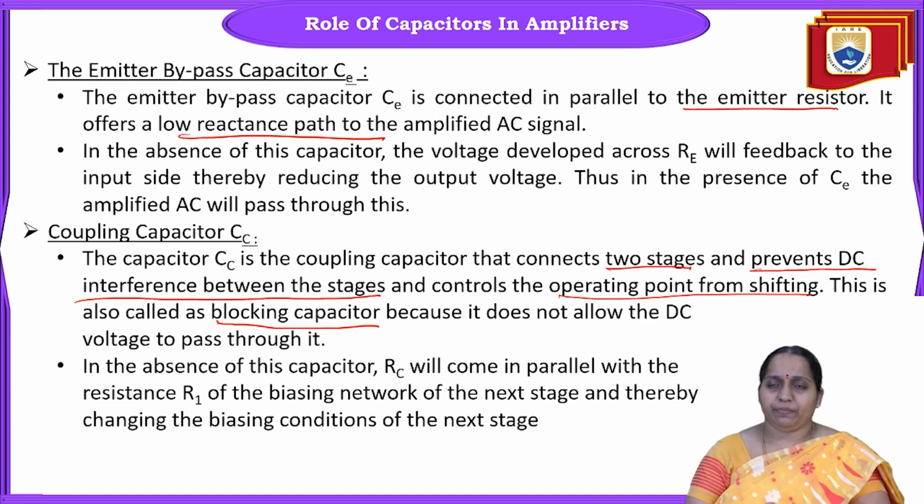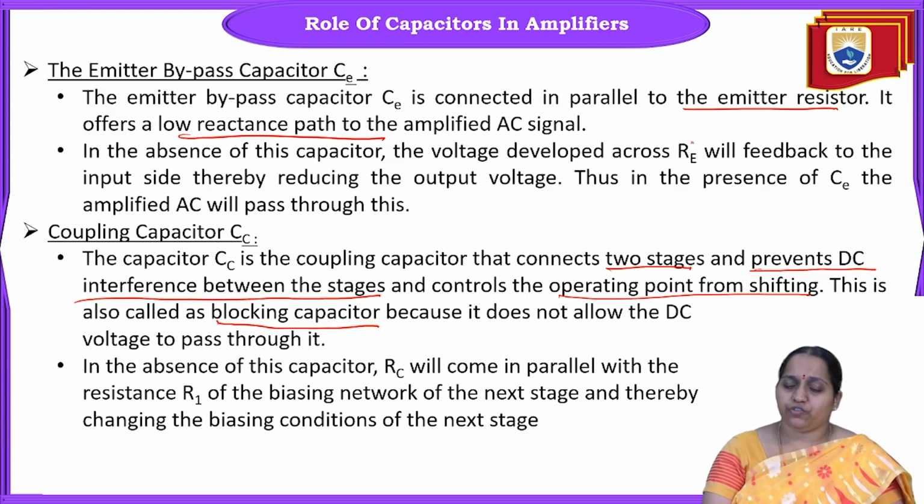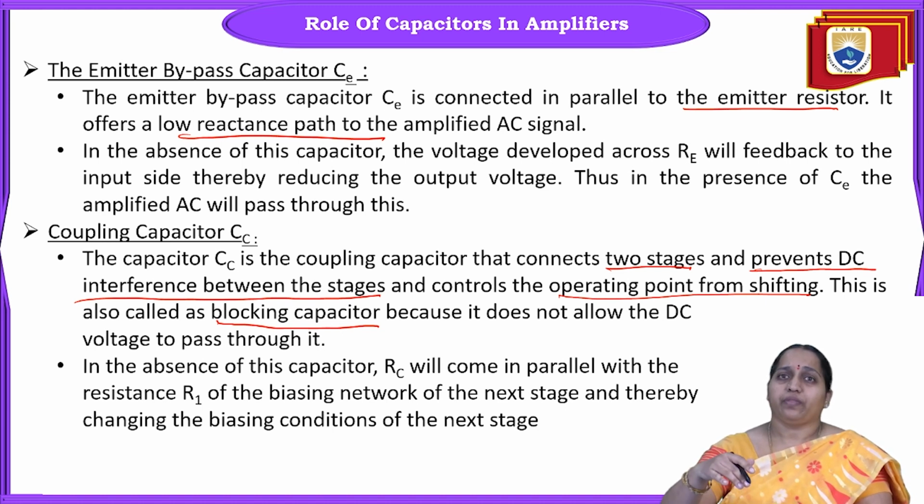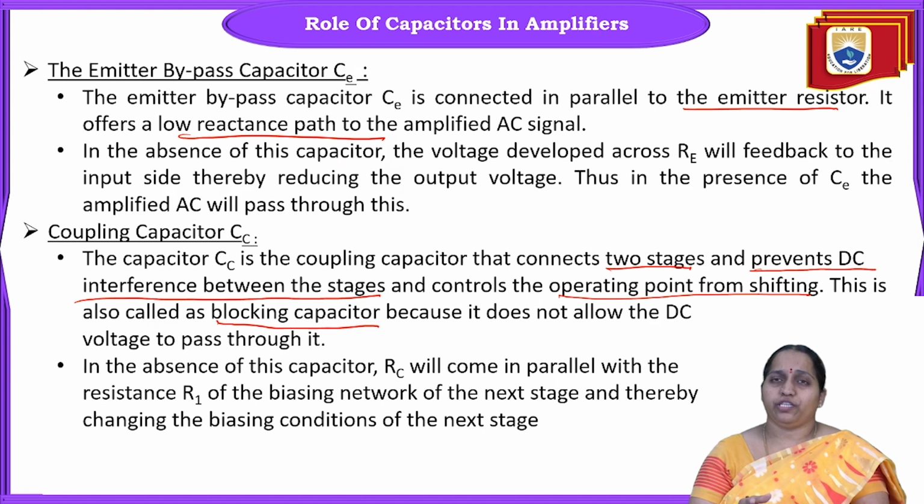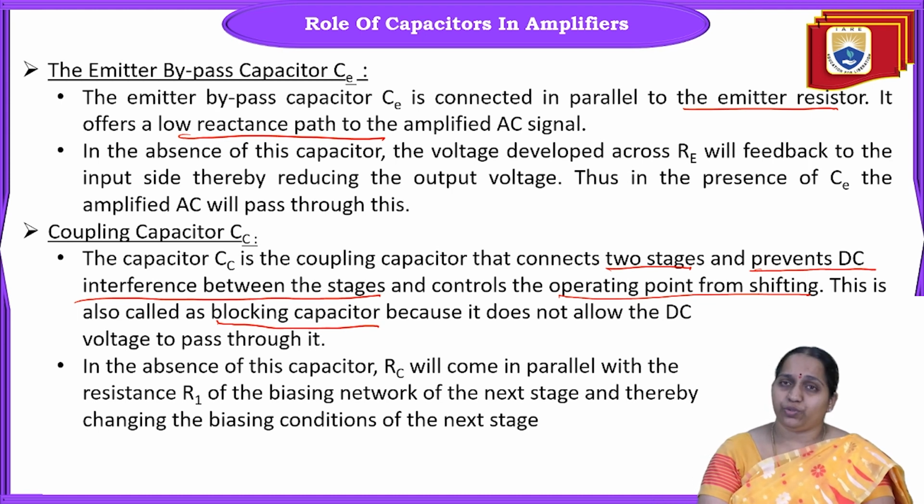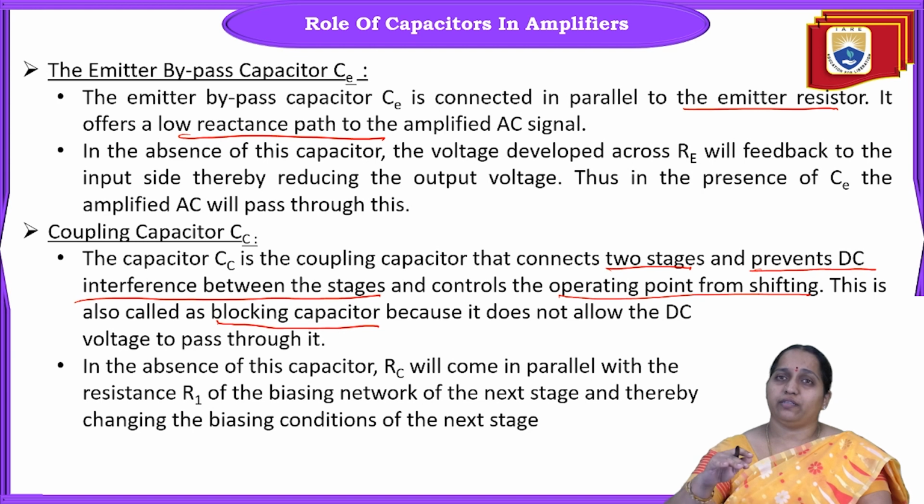And the next one is the emitter bypass capacitor CE. CE is connected in parallel to the emitter resistance RE. Why are you connecting this? Actually to offer a low reactance path to the amplified AC signal. If you are not connecting CE, what will happen? Part of the output signal is fed back to the input side, so the amplified output voltage will be reduced. To overcome this problem, we connect CE in parallel with RE so that it offers a low reactance path and thereby produces a high output voltage.